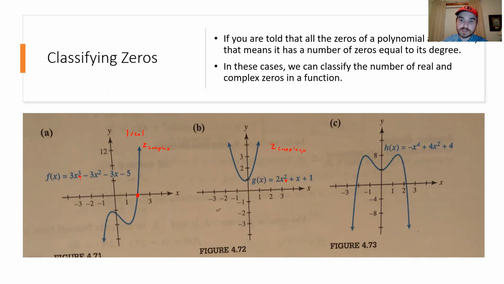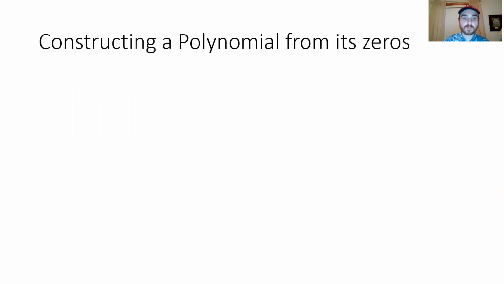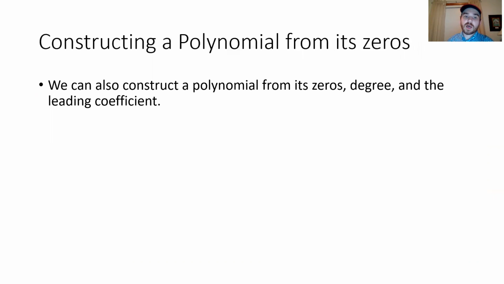This function right here is negative x to the 4th. So there are going to be 4 total distinct zeros. We've got 2 here that are real, which means we must have 2 that are non-real. So we have 2 real, 2 complex. I'm trying to write super small so that doesn't look very good, but that part's pretty easy.